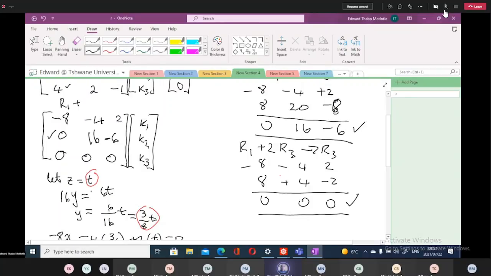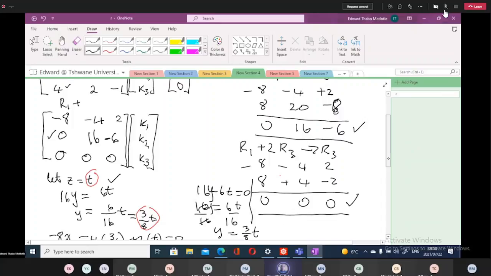Now, once we have a row of zeros, what do you do? You let Z be equal to T, okay? And then you substitute T on the top one. So you have 16 minus 6T equals 0. So we make 16 equal to 6T. We divide both sides by 16. So there's Y here. We're solving for Y. Okay. There's Y, and then this is 6T. Otherwise, it doesn't make sense. So Y is equal to 3/8T.